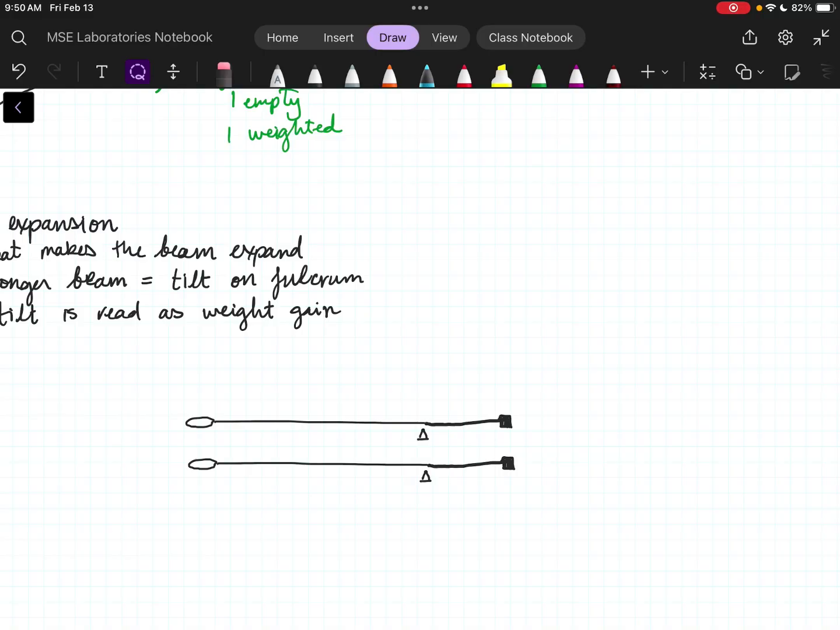Yeah. They probably have it current limited, and that's probably how they tune the electromagnet, because its current is proportional to the amount of force applied by the electromagnet. So. Yes.